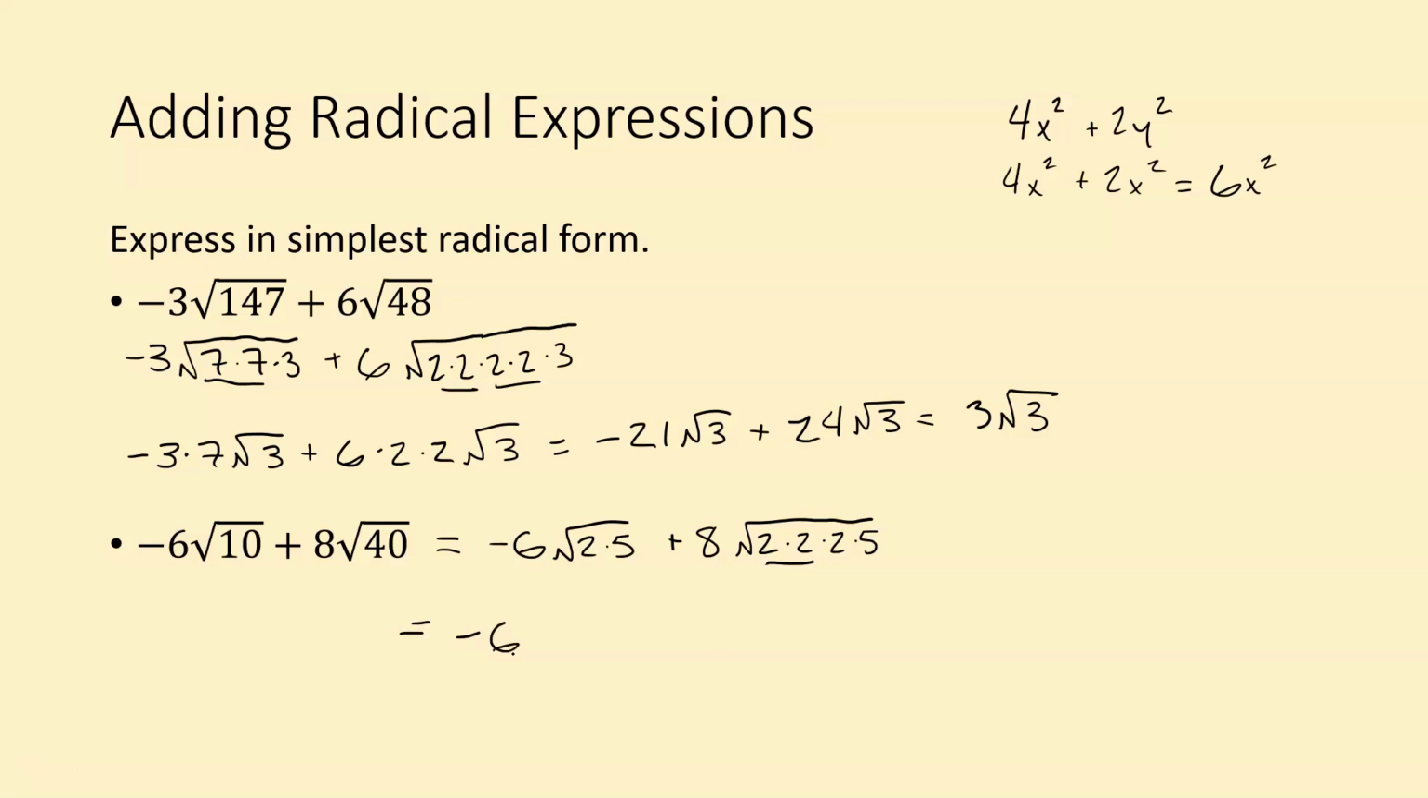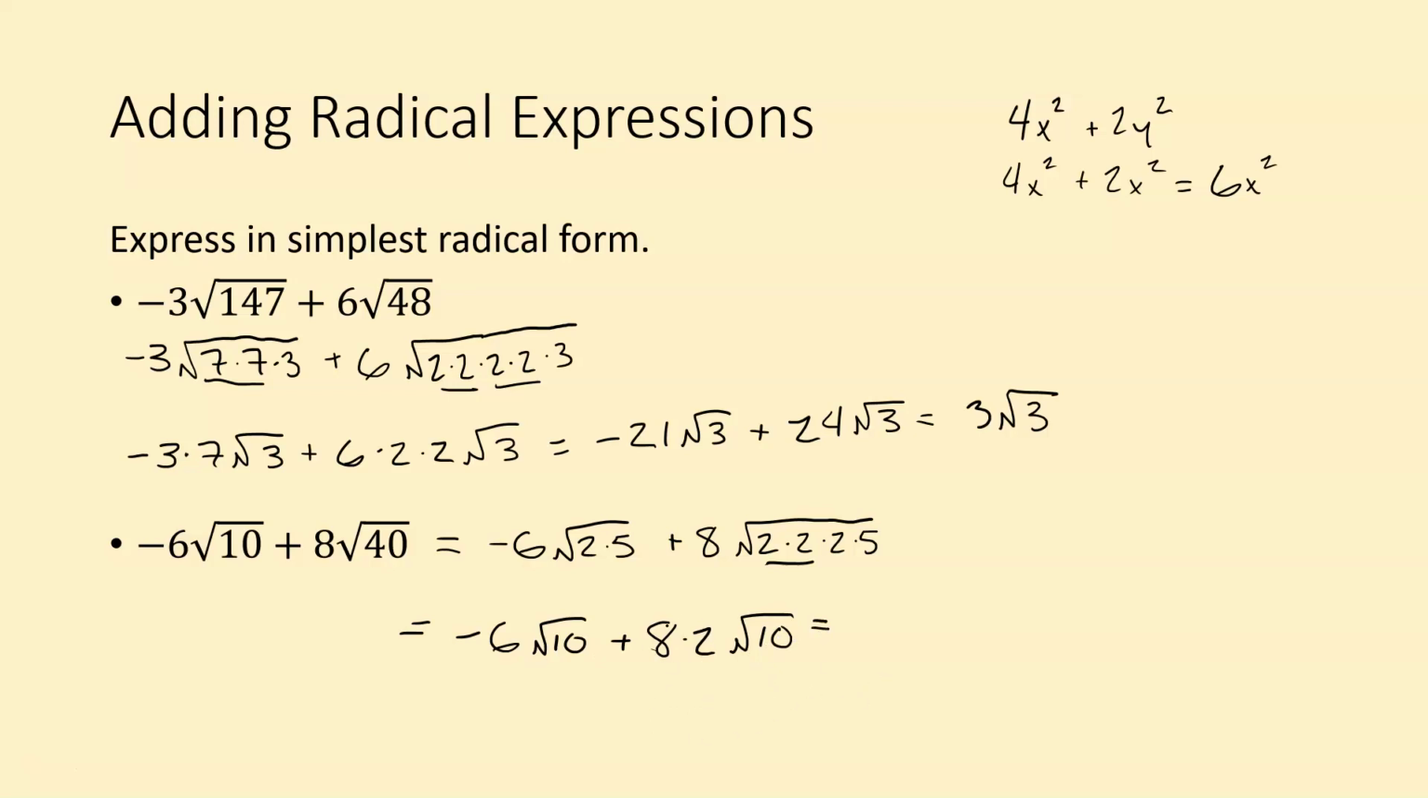So we would be left with negative 6 root 10. I'm just going to multiply these because there's nothing I can take out there. Then we'd have 8 times 2. I'm going to pull out those 2's, and I'm left with 2 times 5 again, so that gives me 10. Notice once again we have the same radicand, which is good. That means we're going to be able to add these together.